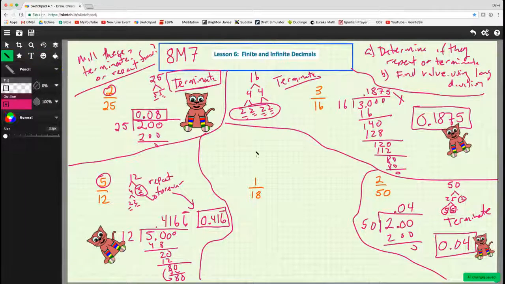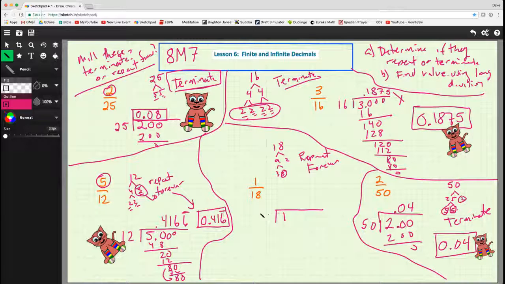And now let's do our last one here. 18 is 9, 2, 3, and 3. So because there's a 3 in here, this will repeat forever. It will not terminate. It will repeat forever. So let's see. Let's put our 1 inside our box top. And our 18 here, point, 0, 0, 0. Okay, that goes in 5 times. 5 times 18 is 90. So we have 10.